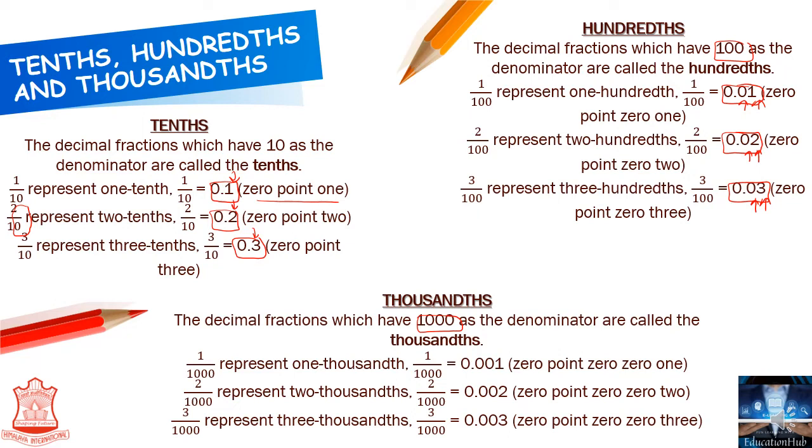That means 1 upon 1000 can be represented as 0.001. Similarly, 2 upon 1000 will be represented as 0.002. 3 upon 1000 will be represented as 0.003. So this is how we are going to mention. If we have one place after the decimal, it will be tens. If we have two places after the decimal, it will be hundredths. And if we have three places after the decimal, it will be thousandths. I hope this is clear to you.